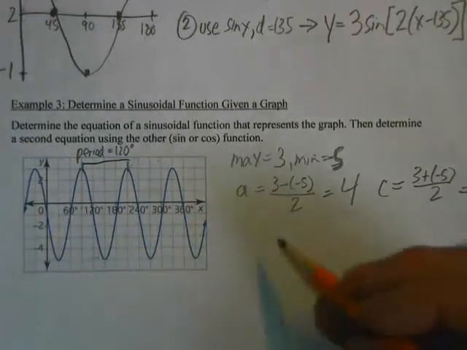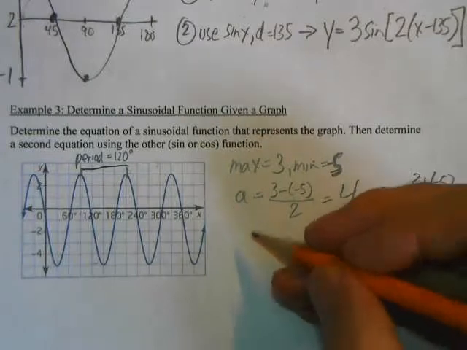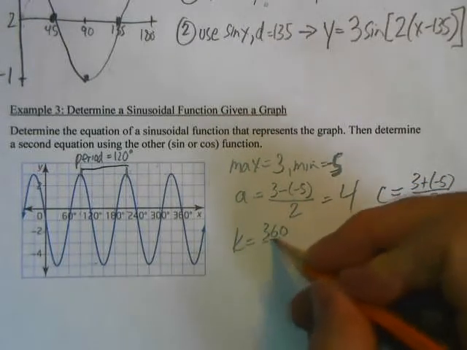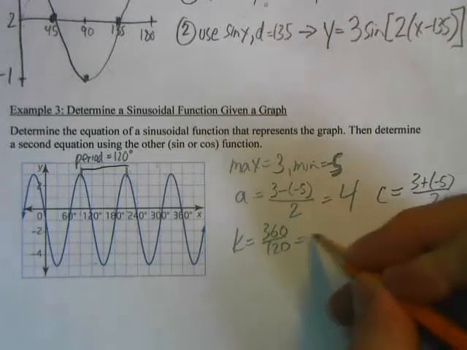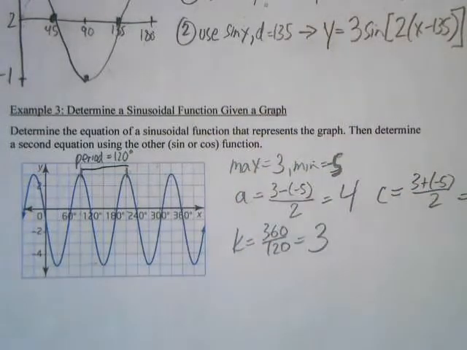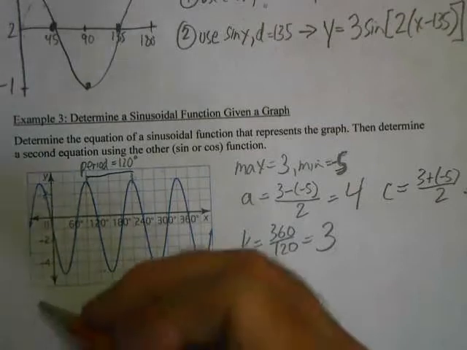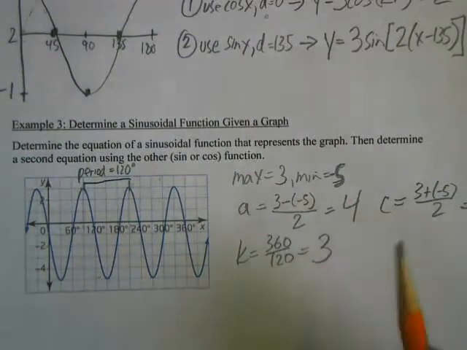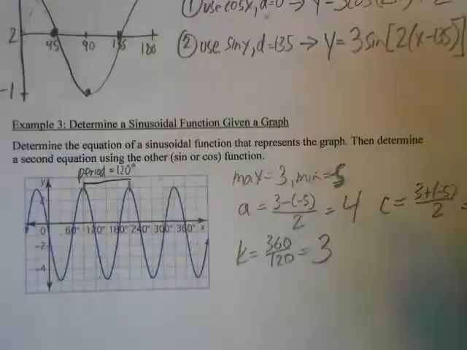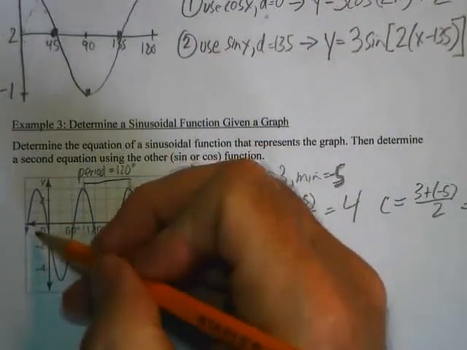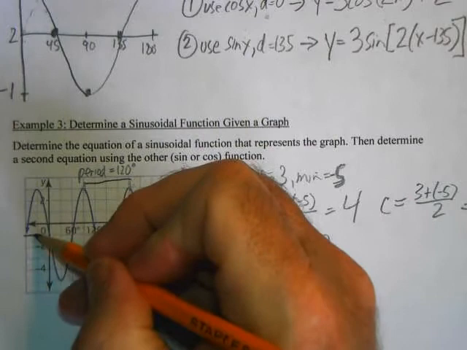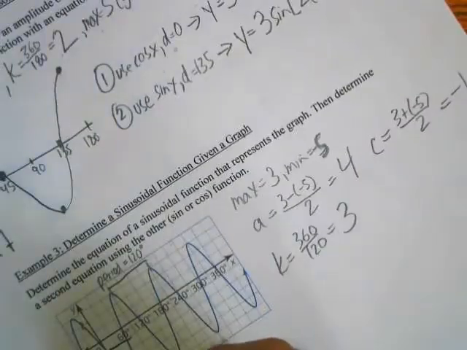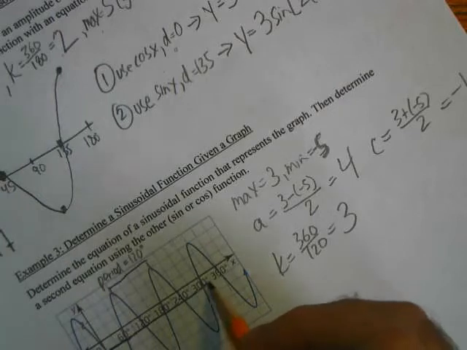Okay, so we've got our period, so now we can get our K value. K is 360 over the period, which is 120, so the K value is 3. Okay, now one thing I like to do is, once I get my C value, if it's something other than 0, I like to basically run a horizontal line through that value. Just let me try to do a nice straight line here.